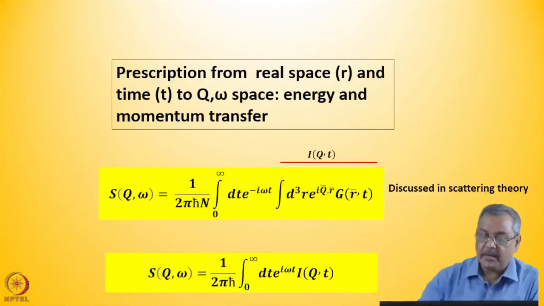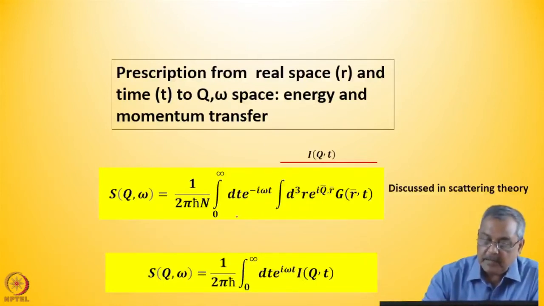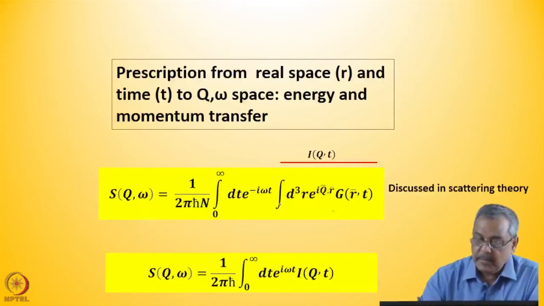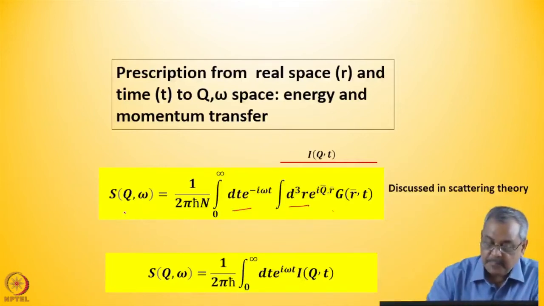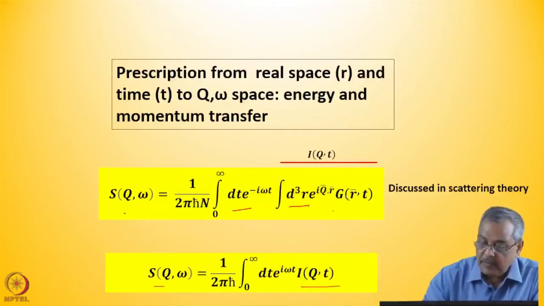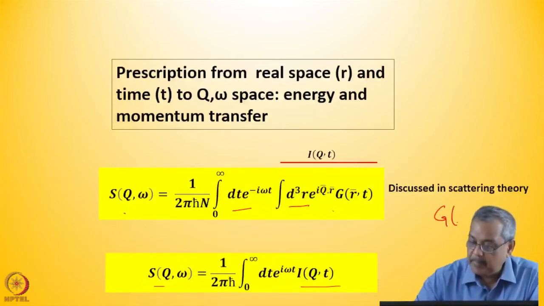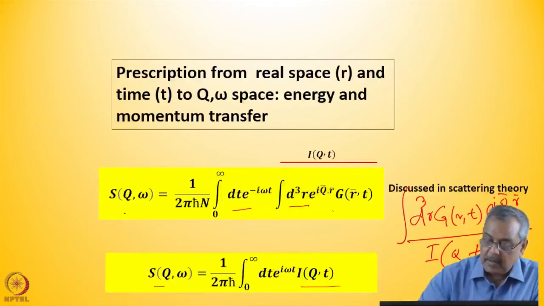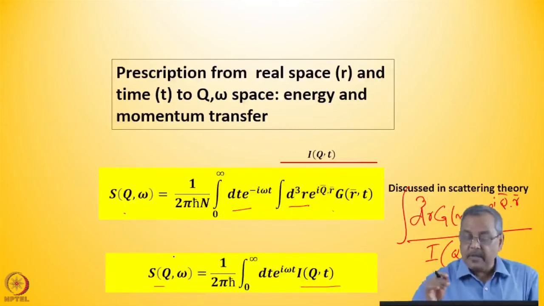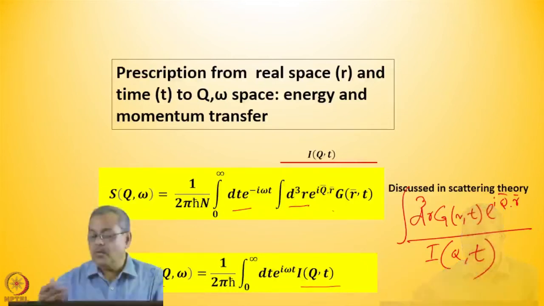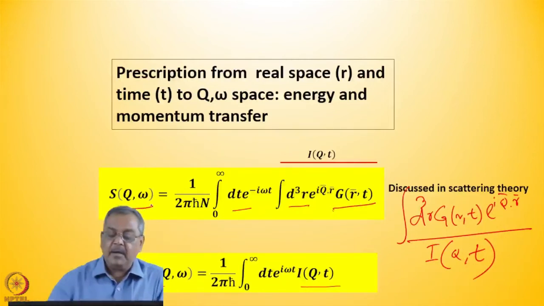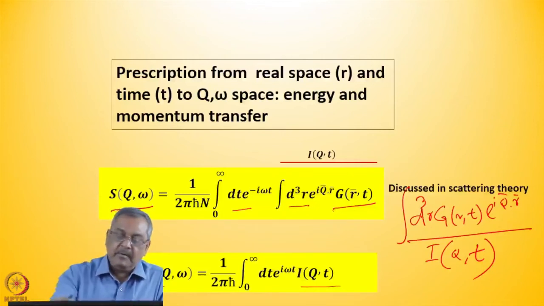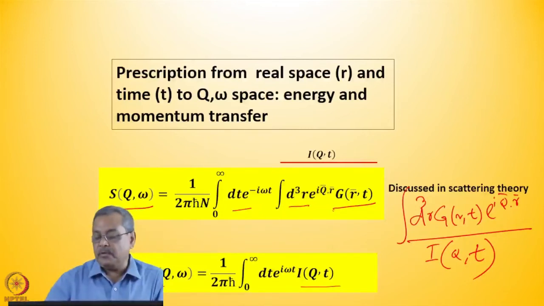And this is what I mentioned specifically: S(q,omega) is the Fourier transform over time. The double Fourier transform over space and time gives me S(q,omega). One Fourier transform over space, G(r,t) e to the power i q dot r d3r, gives me I(q,t), and one more Fourier transform takes me to S(q,omega), just to remind you. So if I know by some model what G(r,t) is, I can estimate the analytical form of S(q,omega), or from S(q,omega) I can model G(r,t) and get information about the system, specifically on the diffusion constant.